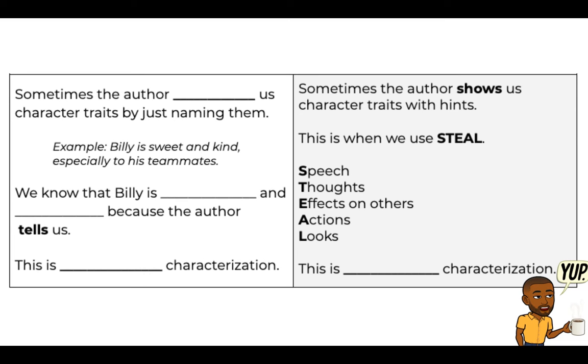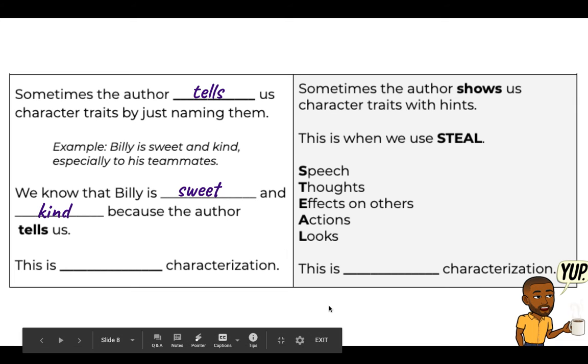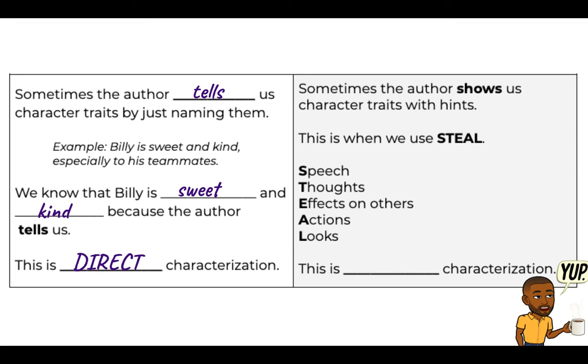So, again, thinking about my two types of characterization, starting off on my left side here, sometimes the author tells us character traits by just naming them. For an example, Billy is sweet and kind, especially to his teammates. So, what is Billy? We know that Billy is sweet and kind because the author tells us. The author literally writes it in the sentence, sweet and kind. The author directly tells us. This is called direct characterization. When the author directly tells us character traits by just naming them, it is direct characterization.